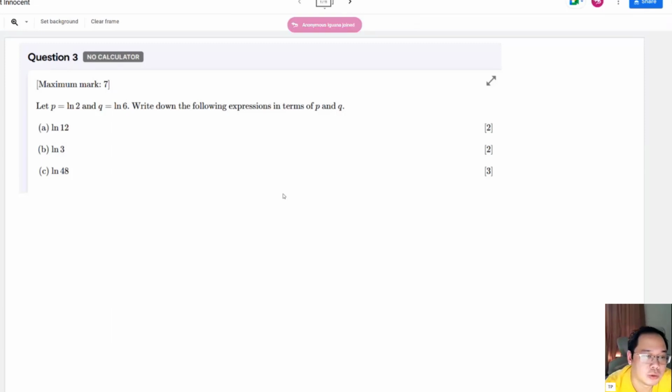P equals ln 2, Q equals ln 6. Write down the following expressions in terms of P and Q. Ln of 12.